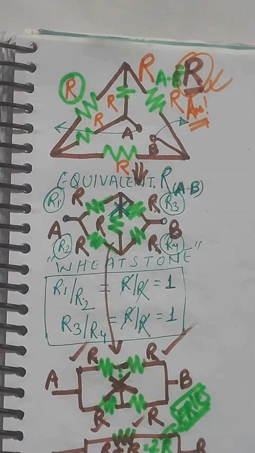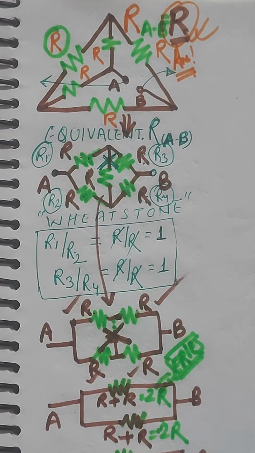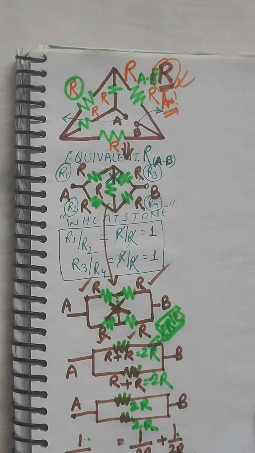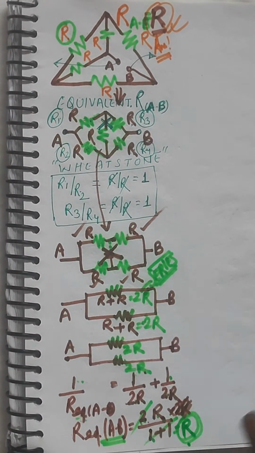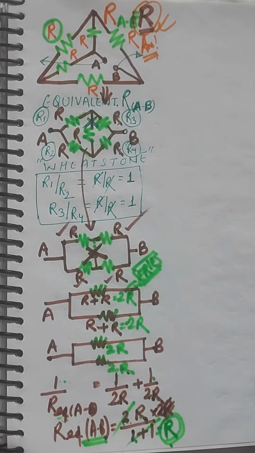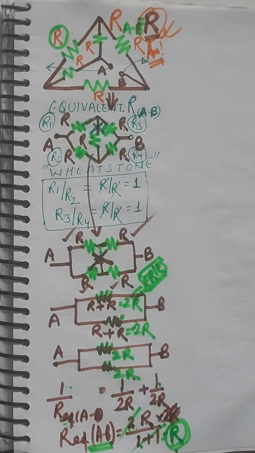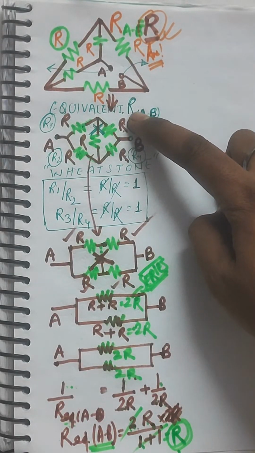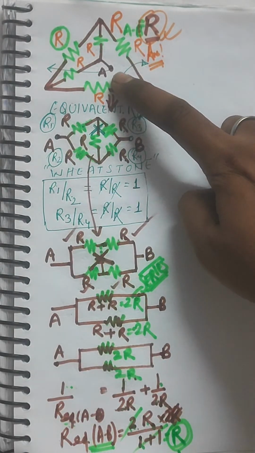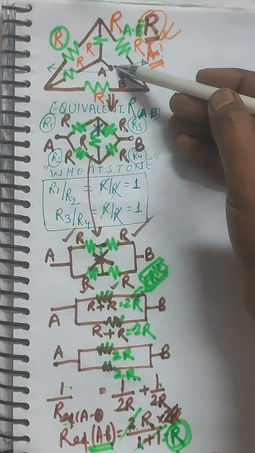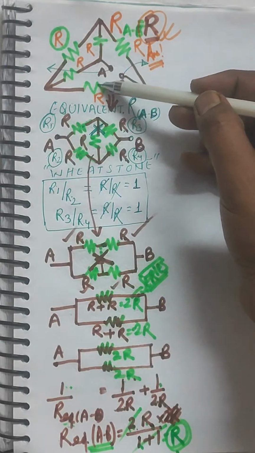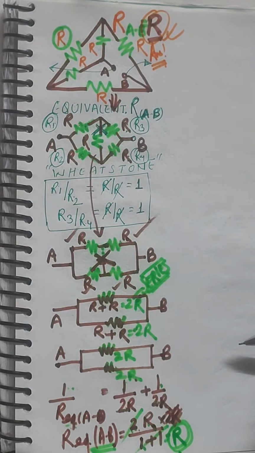So this is the entire solution in front of you. You can see this was the circuit given to you. You have to find the equivalent resistance between A and B, where A and B are these two points. And here 5 resistances R are connected in the different branches of this circuit.